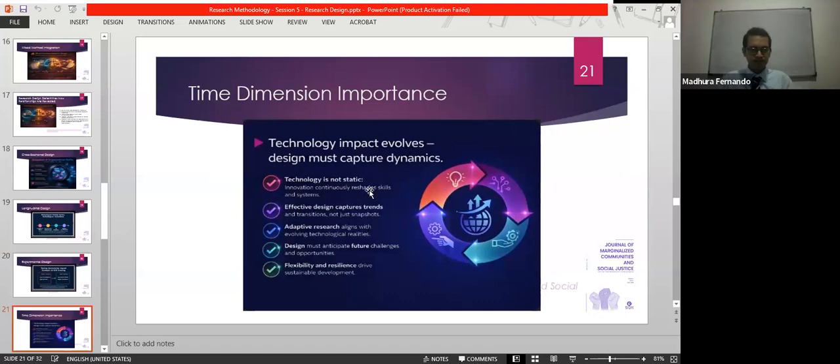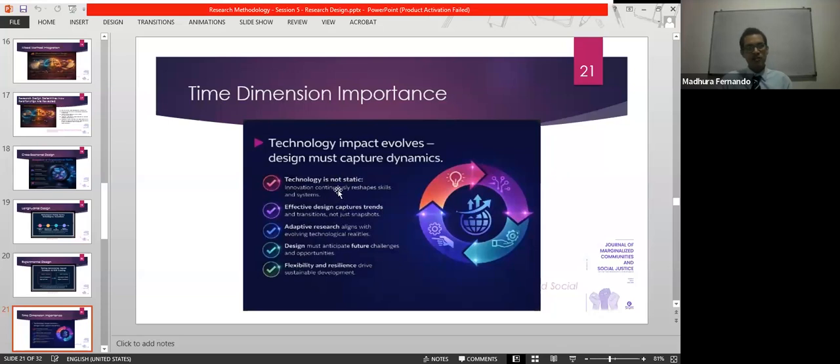Technology is not static. Innovation continuously reshapes skills and systems. Effective design captures trends and transitions, not just snapshots. Adaptive research aligns with evolving technological realities. Design must anticipate future challenges and opportunities. Flexible and resilience drive sustainable development. Now, these are very important, right?